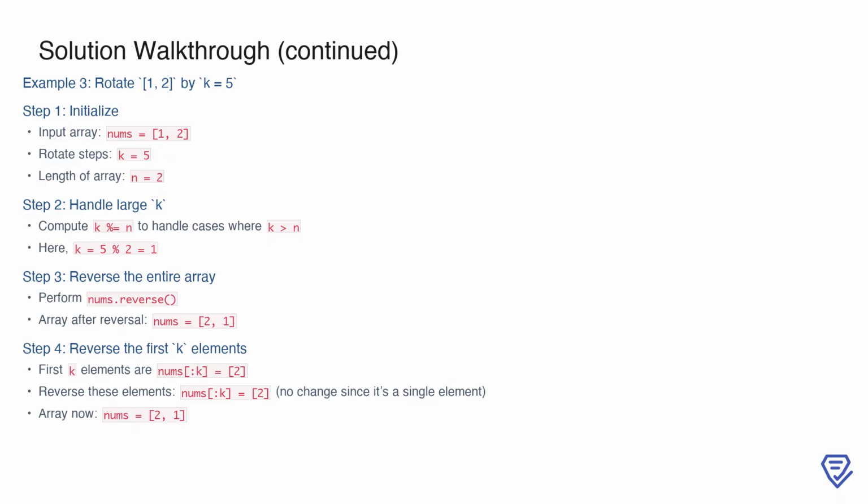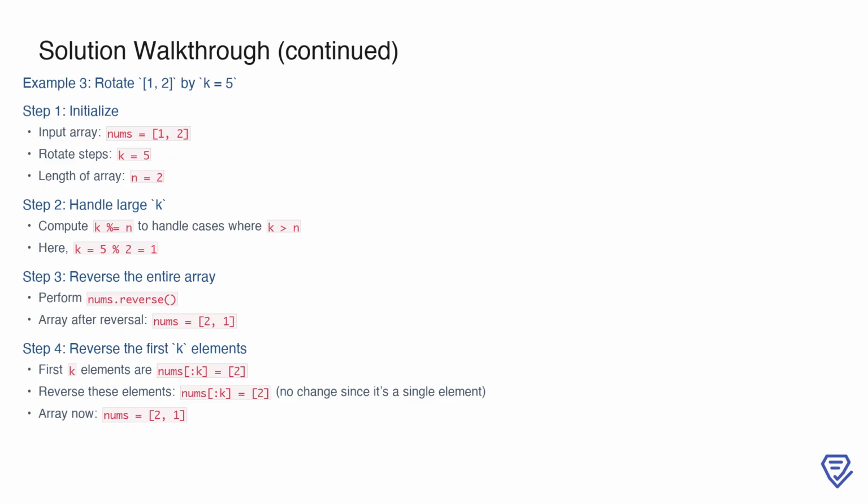As usual, we start by initializing the values. The input array is nums equals 1, 2, the rotation steps are k equals 5, and the array length is n equals 2. Since k is greater than the length of the array, we compute k % n, resulting in k equals 5 % 2 equals 1. This keeps the number of rotation steps manageable.